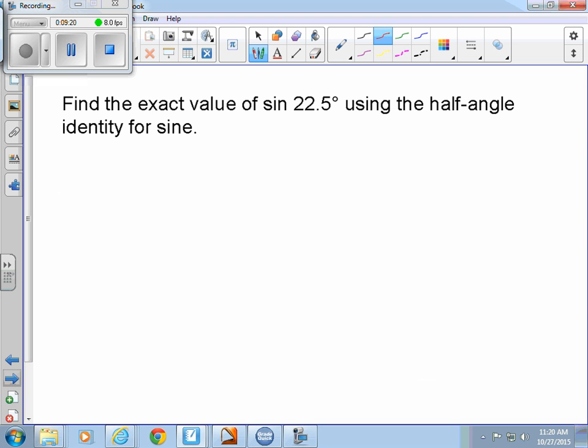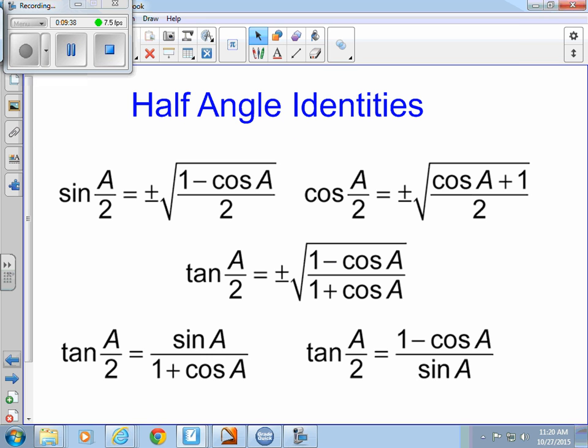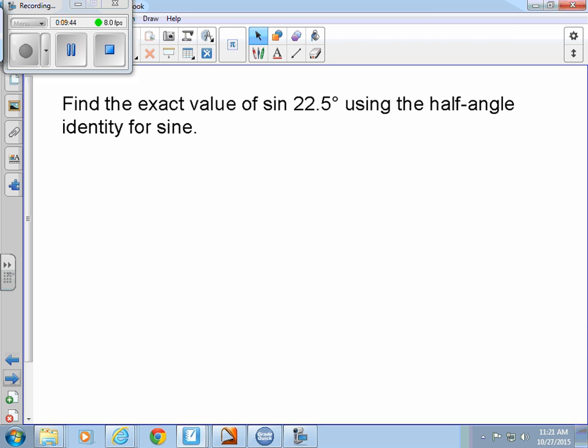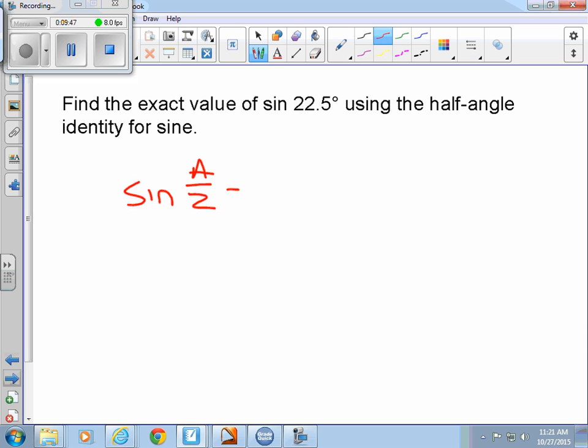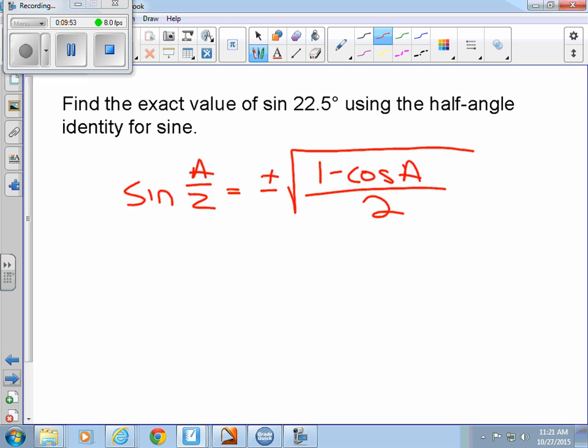Okay, so how are we going to use these? By the way, keep your trig reference sheet close because we don't have these memorized. So you're going to need to look at it. So I want to find the value of sine of 22.5 using the half angle identity for sine. So I got that half angle identity. Everyone see where I'm getting at? Did we find those on your sheet? Yes, sir.